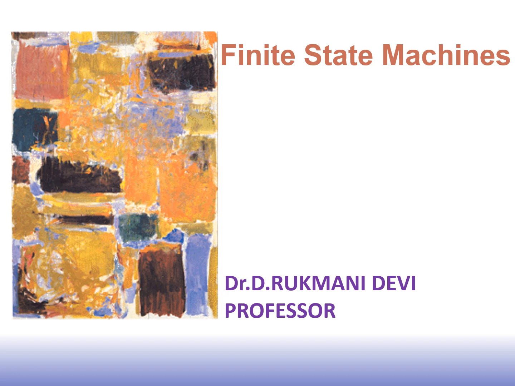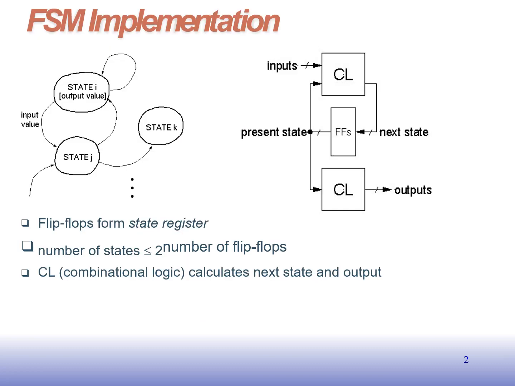So good morning students. Now we are going to see the finite state machines. Just as a recap, a finite state machine has some states with inputs and outputs. This is the state transition diagram. From the state transition diagram, we see how the circuit is going to be transformed.